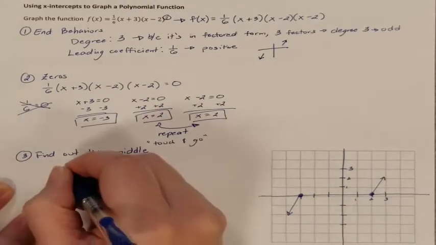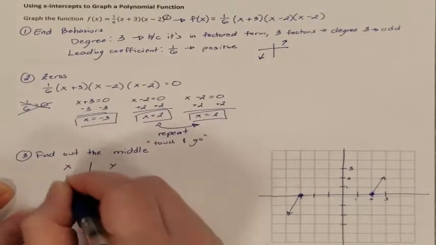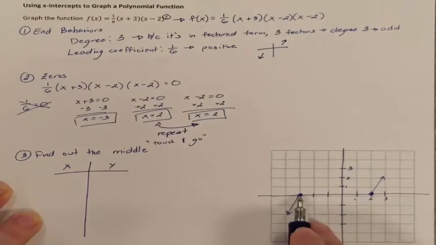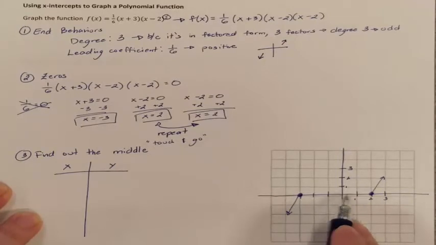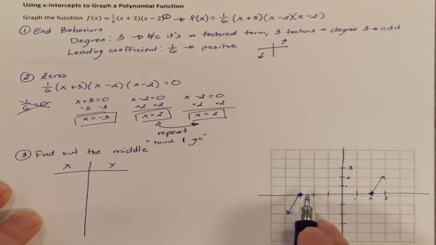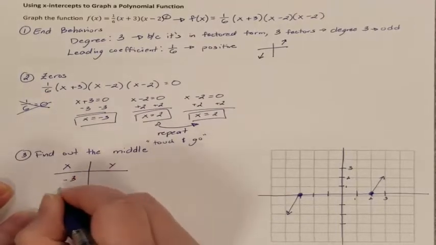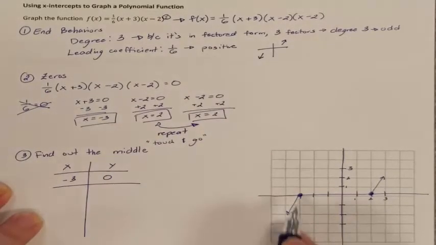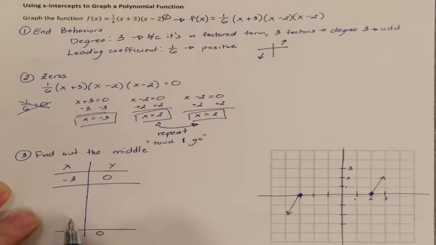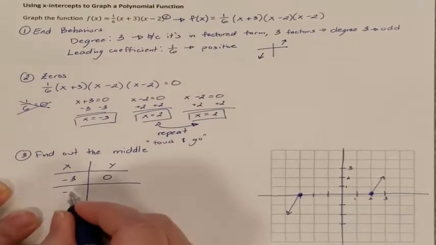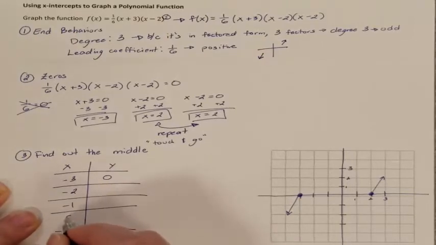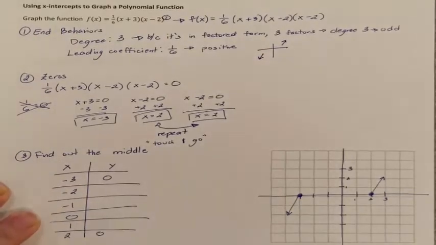So we're going to find out the middle by using an XY chart. I know what happened at -3. I want to know what happened at -2, -1, 0, and 1. All of the x's between my intercepts. -3 gave me my 0. I know what happened at 2. 2 gave me my 0. Those are the x-intercepts. I want to figure out what happened between, so I need the -2, the -1, the 0, and the 1. These are the values that I need to find.